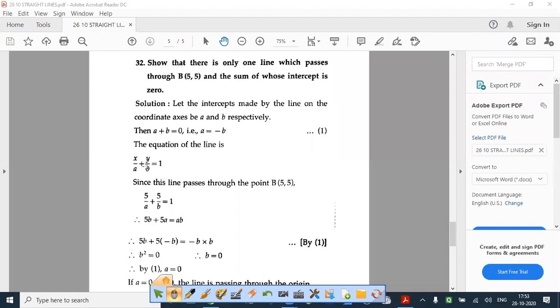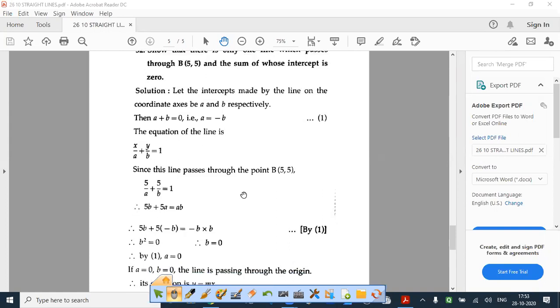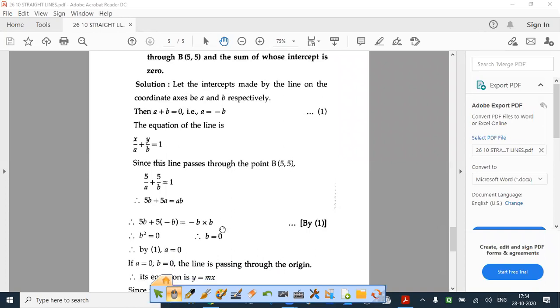Let the equation of the line be x upon a plus y upon b equal to 1. Since the line passes through (5, 5), the coordinates will satisfy the equation. So 5 upon a plus 5 upon b equal to 1. Multiply both sides by ab, you get 5b plus 5a equal to ab. But what is a? It is minus b, right? Substitute, that gives me b square equal to 0. That is b equal to 0 and therefore a equal to 0.